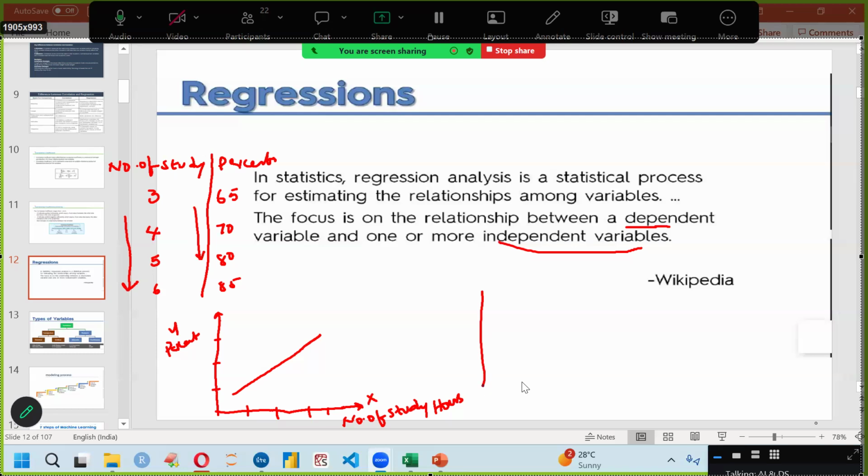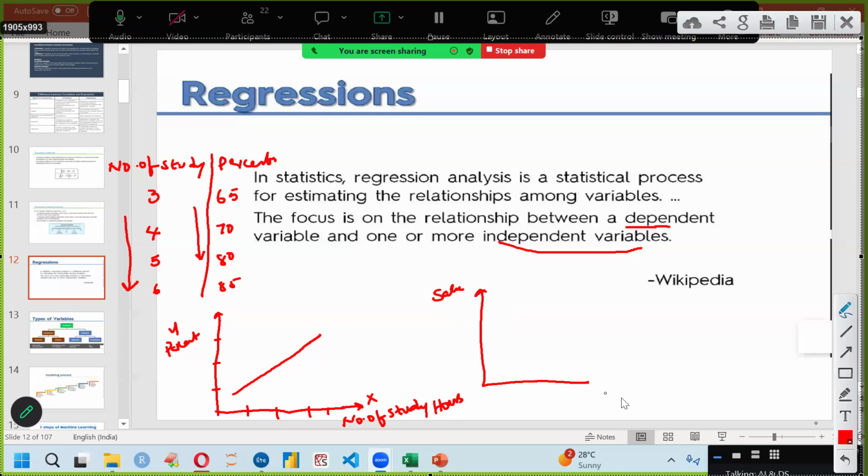If you take another example, I have sales of cool drinks and temperature. As the temperature is increasing, the sales of cool drinks are increasing. So temperature is the one which is causing the sales to increase. It does not mean that if the sales of ice cream and cool drinks are increasing, the temperature will increase automatically. Likewise, number of study hours is the one which is causing the percentage to increase.